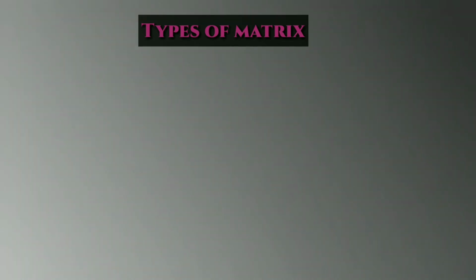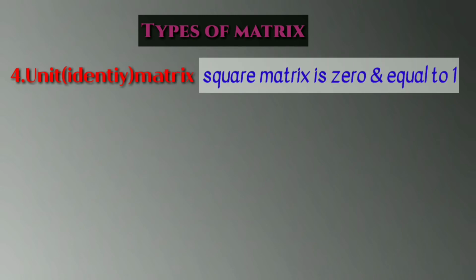So the next one, fourth one, unity or identity matrix. So non-diagonal elements of a square matrix equal to 0 and each diagonal element is equal to 1, then the matrix is called a unity matrix or identity. So we take first example 1 cross 1. So it is a square matrix and equal to 0, and here we take 1.